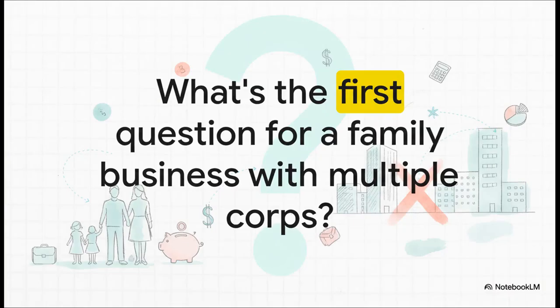So I'll leave you with this question to think about before our next class. You're meeting a new client. It's a classic family business, and they've got a few different corporations set up, which is very common. Based on everything we just learned, what is the very first question that should pop into your head to see if they're walking into an SCI trap? Give that some thought. We'll kick off our next session with that.